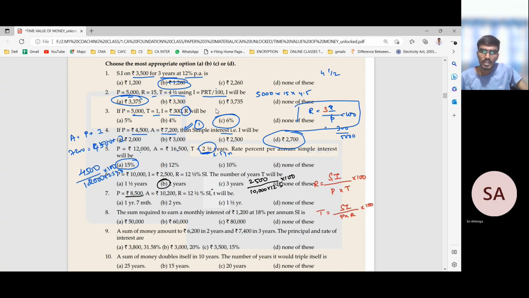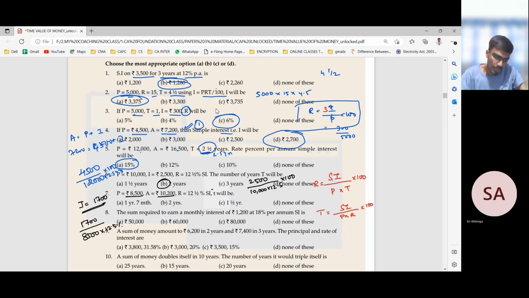Then P is equal to 8,500, A is equal to 10,200. The difference between them is the interest. 10,200 minus 8,500, interest is how much? 1,700. If 1,700 is given, what they are asking is to find out T. So 1,700 divided by 8,500 into rate of interest. What is the rate of interest? 12.5%. You can directly put percentage also.